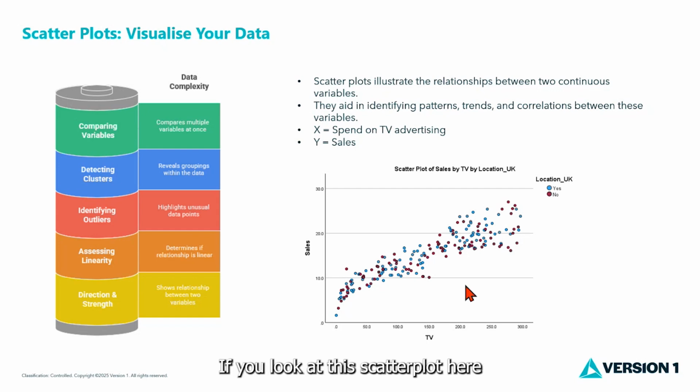If you look at the scatterplot here, on the x-axis, we're seeing spend on TV advertising, on the y, sales. I've also added location, so you can see whether the store is in the United Kingdom or not. Here, I'm visualizing three variables. So scatterplots allow us to compare multiple variables at once.